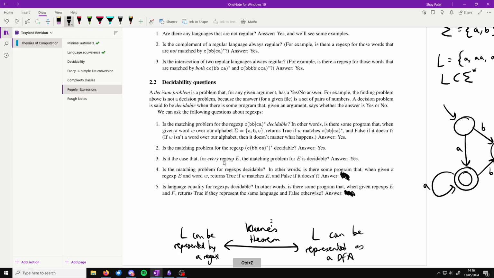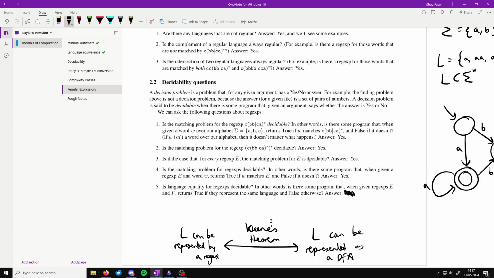Is the matching problem for regular expressions decidable? In other words, is there some program that when given a regular expression E and a word W, returns true if W matches E and false if it doesn't? What do we think about this one? Question 4. Okay, yeah, so we can essentially just represent it as a DFA.